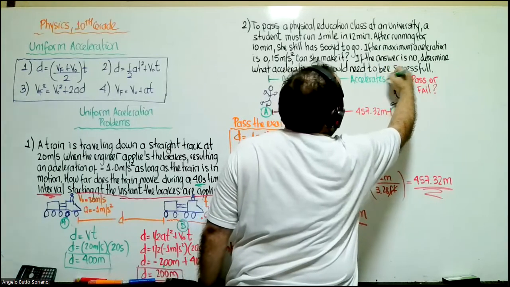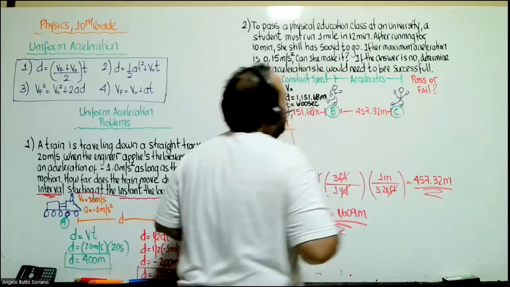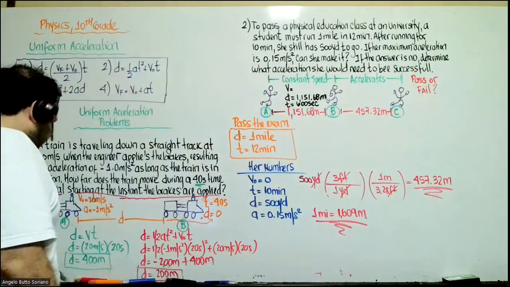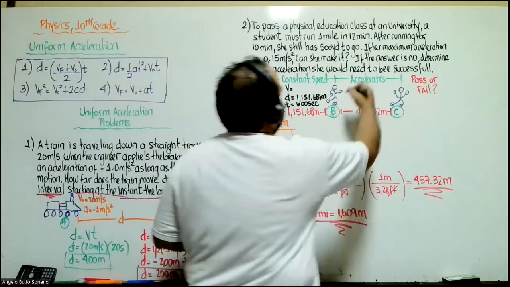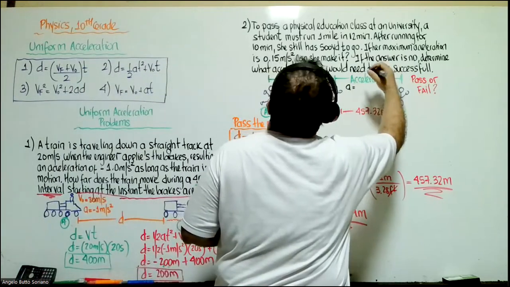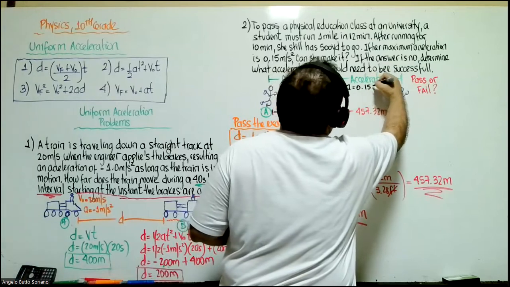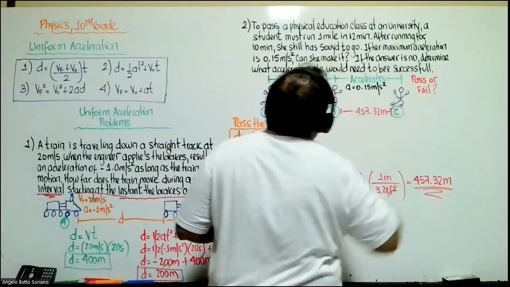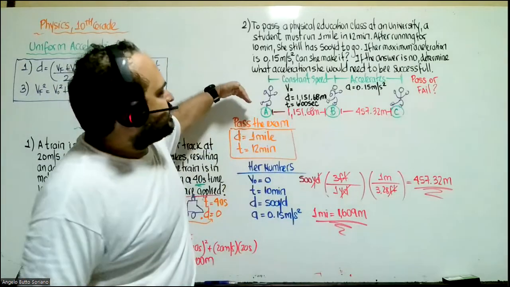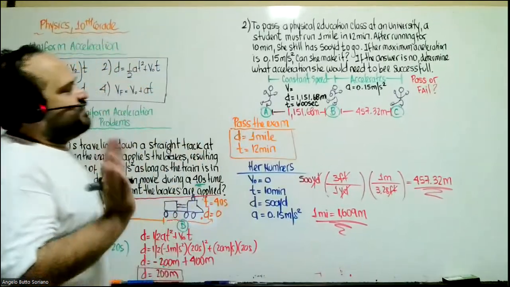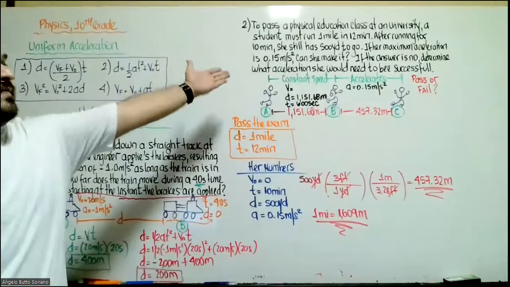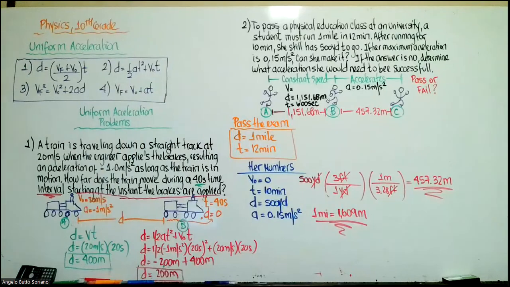She accelerates from point B until point C, so the acceleration will be 0.15 meters per second squared. And because we established that from point A until point B we have constant speed, that constant speed gives us the same velocity between point B and point C.